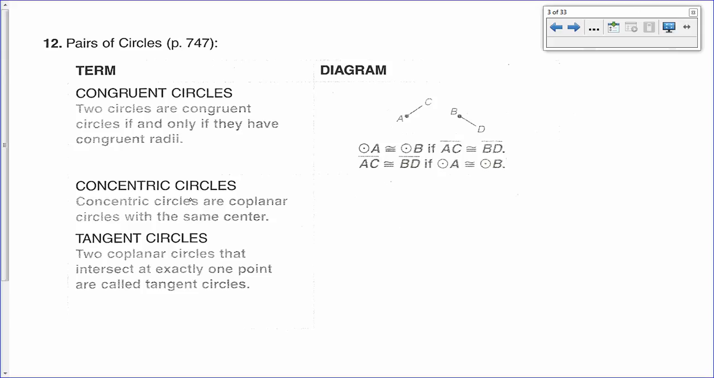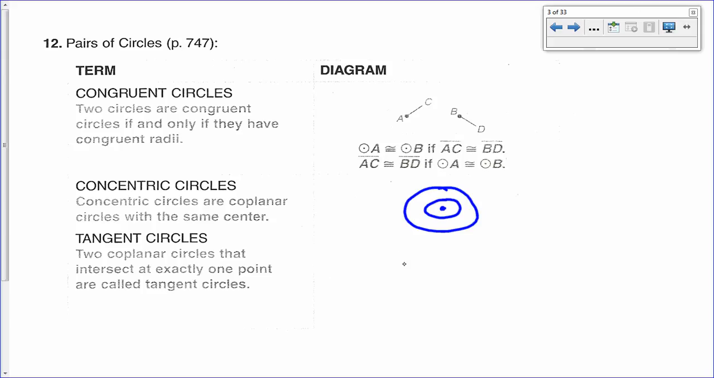Concentric circles are coplanar. That means they're in the same plane, and they have the same center. So I'm just going to draw an example of concentric circles. Here we go. The circles are concentric. They share the center. They have the same center point.